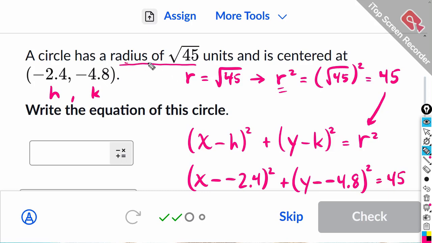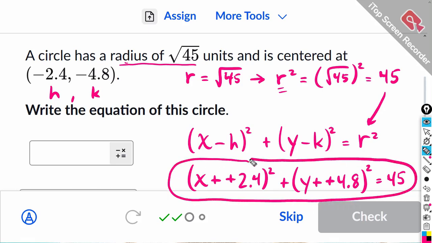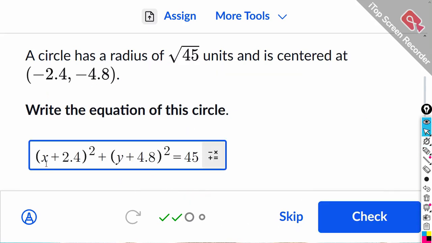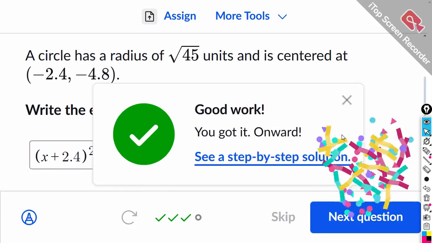Remember, r was radical 45, but we squared it, so that became 45. Two negatives in a row make it positive. Same on the y's, and this is your final answer. Okay, of course, you don't have to put the plus signs twice, but that goes in the box. All right, x plus 2.4 plus y plus 4.8. Do not forget to square each one for the parentheses, and that equals 45.